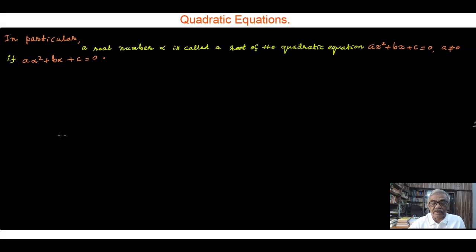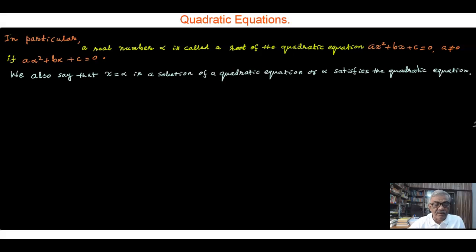In particular, a real number alpha is called a root of the quadratic equation ax square plus bx plus c is equal to 0, a not equal to 0, if a alpha square plus b alpha plus c is equal to 0. I mean, the alpha satisfies the quadratic equation ax square plus bx plus c is equal to 0. And we also say that x is equal to alpha is a solution of the quadratic equation, or alpha satisfies the quadratic equation ax square plus bx plus c is equal to 0.